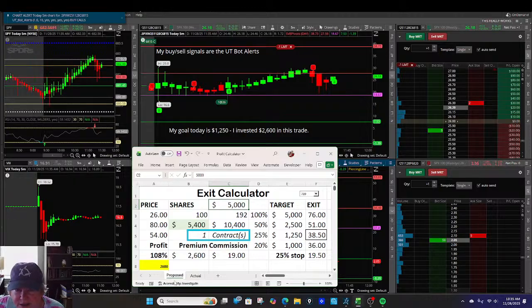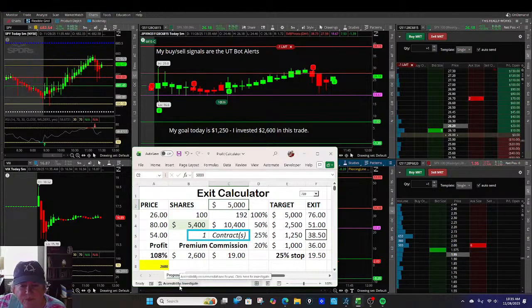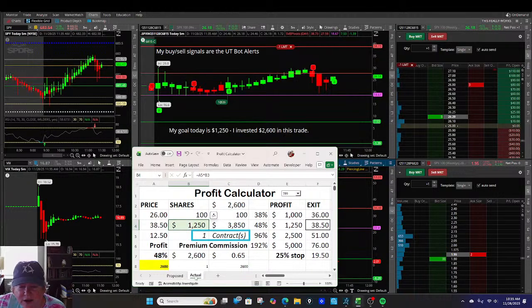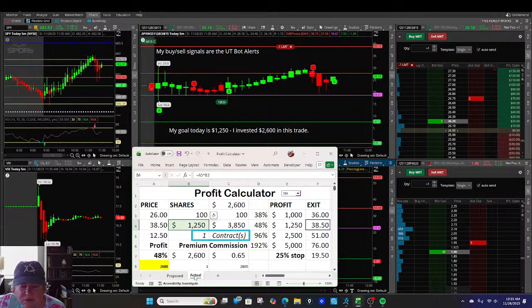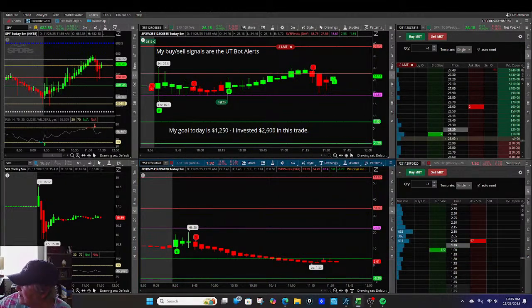I just got a buy signal on calls on Thinkorswim. So I'll put it in here first, proposed, and then I go to actual to put what it actually was. So I use this every day. I made it. It really helps things a lot.